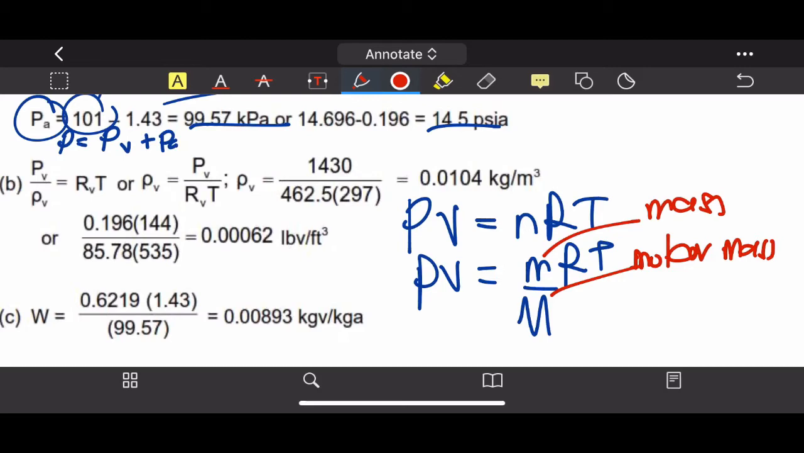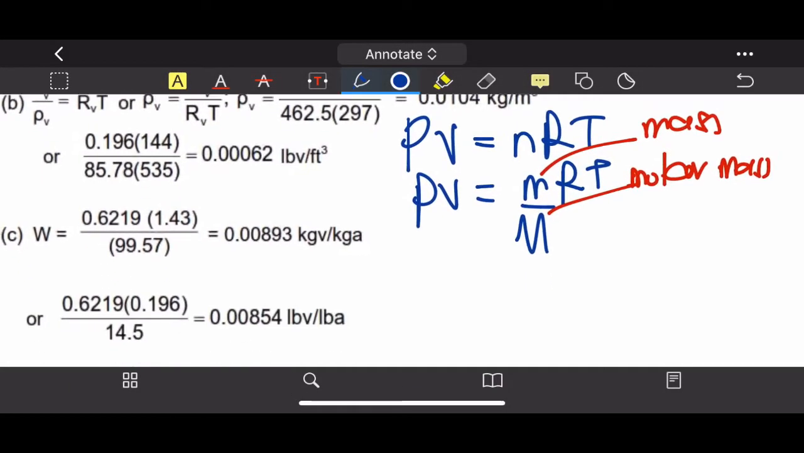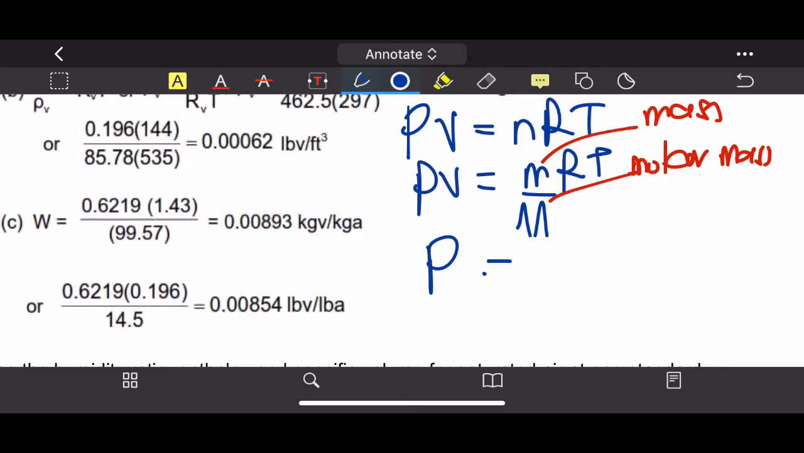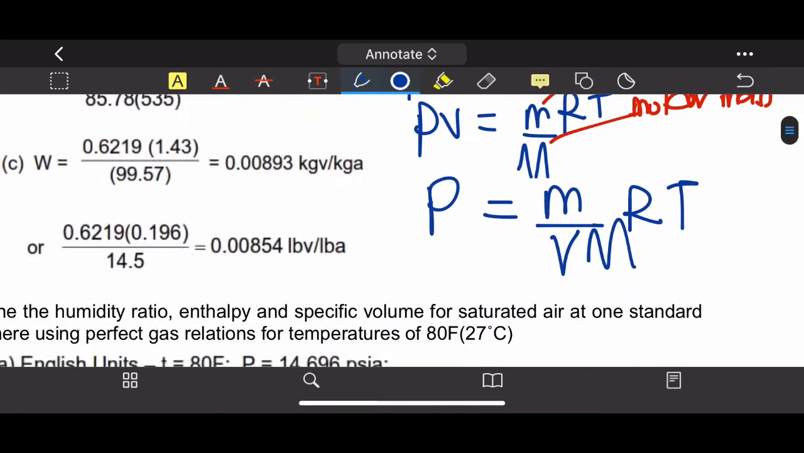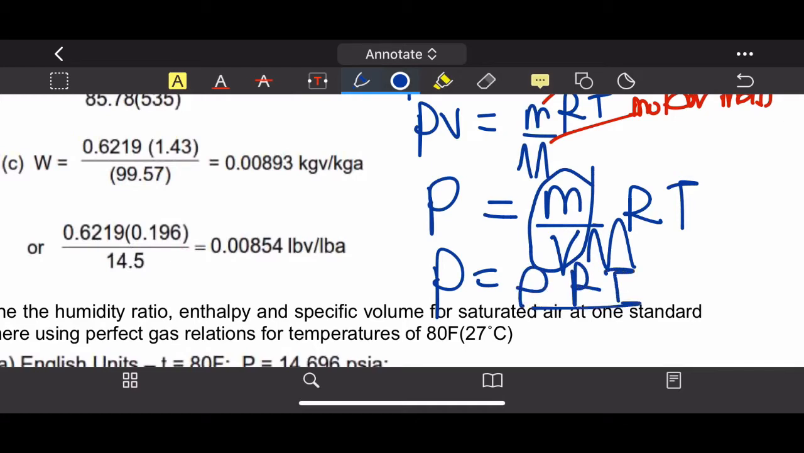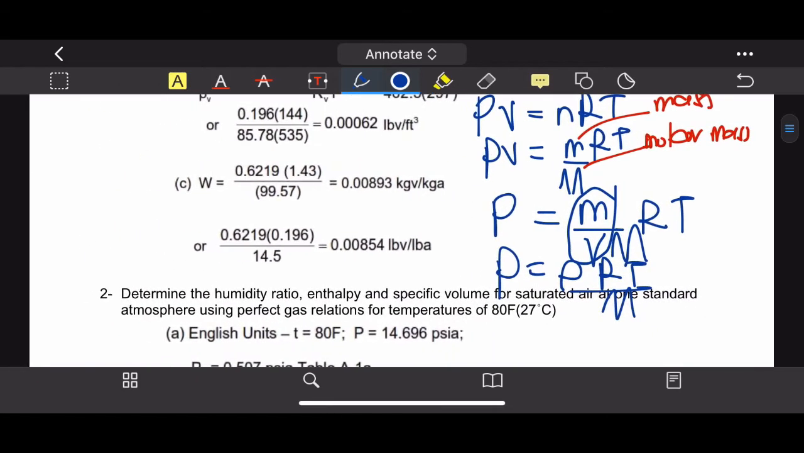Alright, so by rearranging that equation, you will get PV = (m/M)RT. Sorry, like this. What you have, m over V, is also density. So what you have here is P = ρRT over M. Okay, ρRT over M.